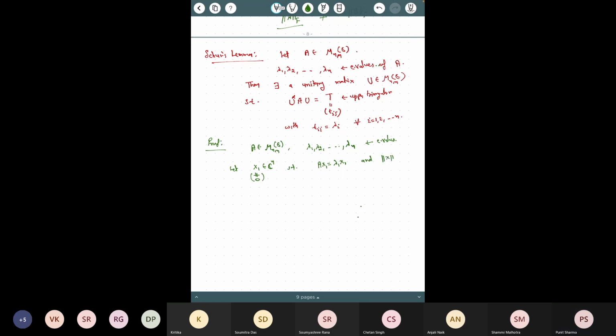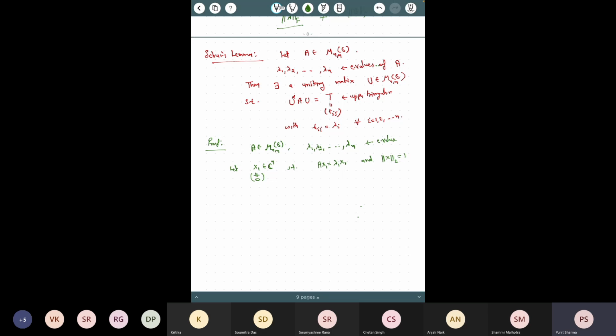And I'm assuming that the 2 norm of x is 1. When I don't mention anything, the 2 norm is the norm which is induced by the inner product, that means the square root of x star x. This is the standard thing. So we can choose x1, an eigenvector corresponding to lambda 1, such that the 2 norm of x is 1.